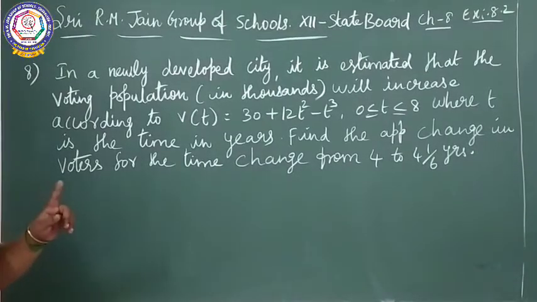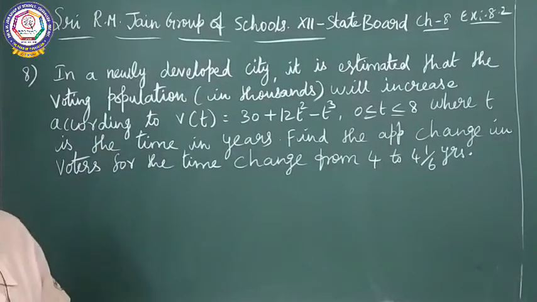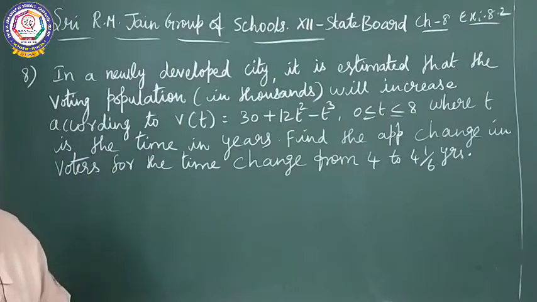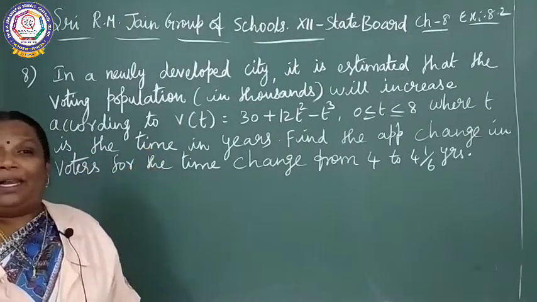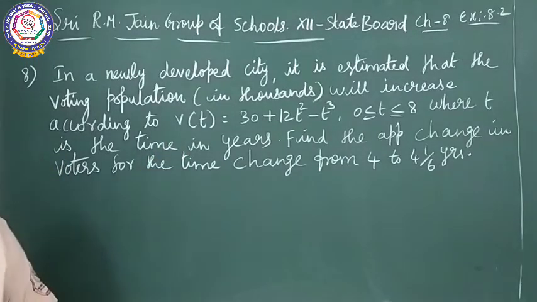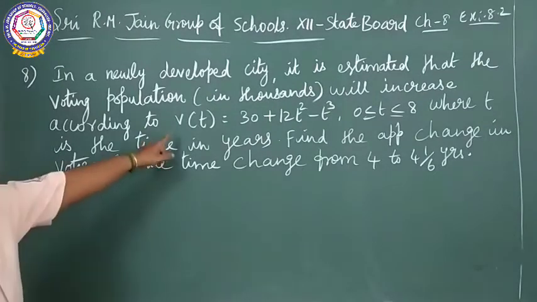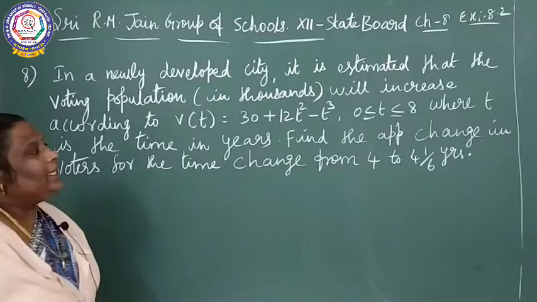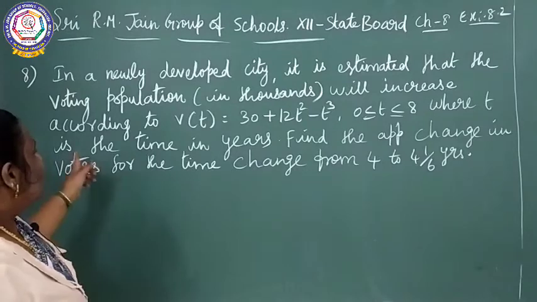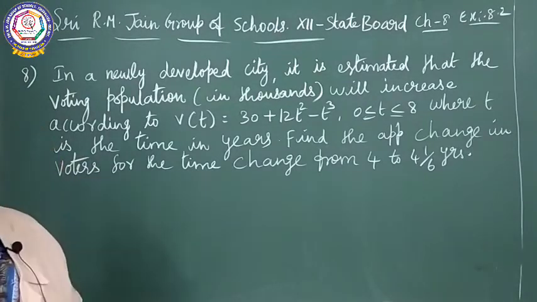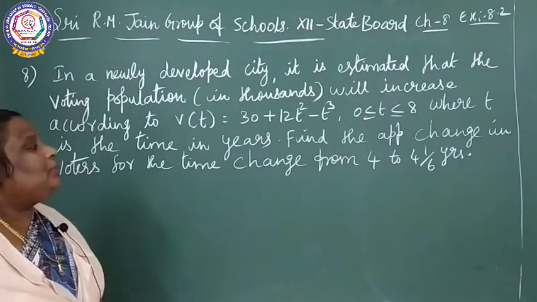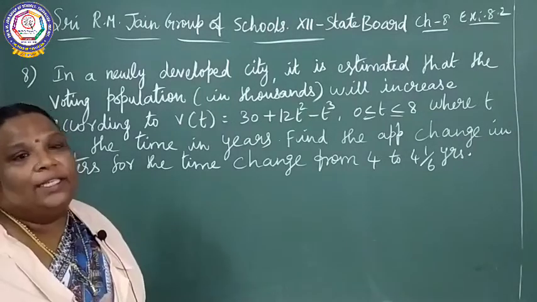In a nearly developed city, it is estimated that the voting population, in 1000, will increase accordingly. V of t is the voting population, V of t in 1000, equals 30 plus 12t squared minus t cubed, for 0 less than or equal to t less than or equal to 8, where t is the time taken in years. Find the approximate change of voters for the time change from 4 to 4 1/6 years.